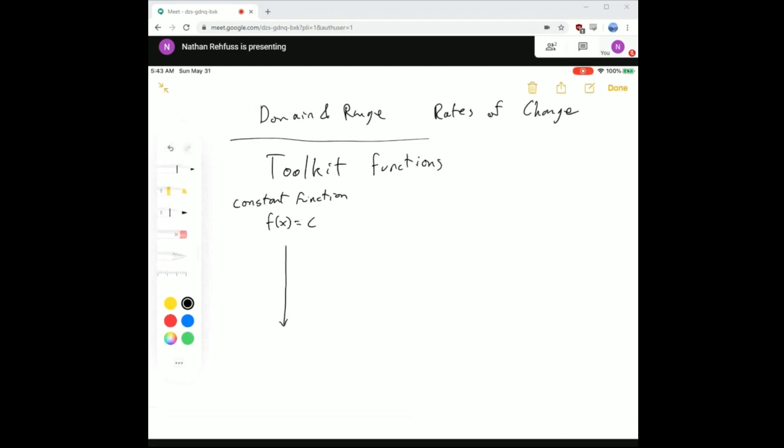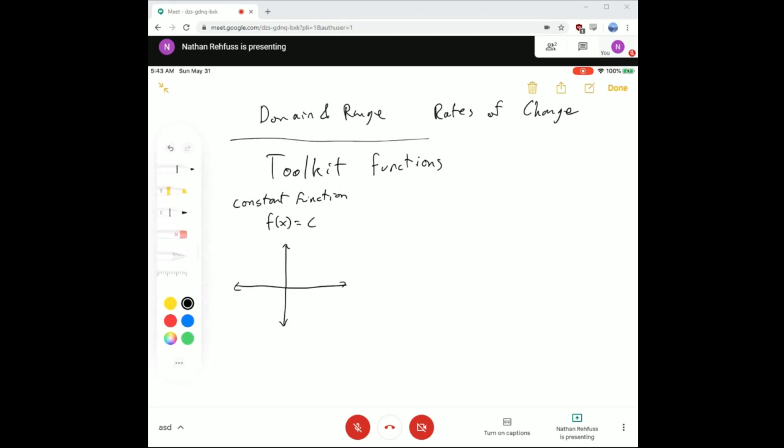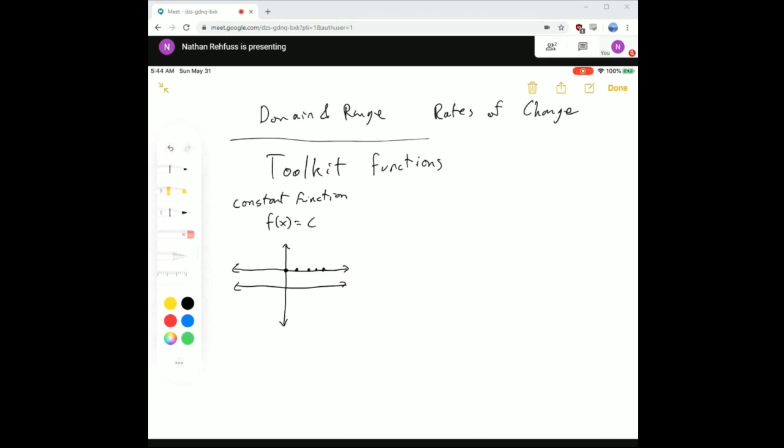So no matter what input I pick, it always has the same output. Let's say the output is 2. Then there would be points like (0, 2), (1, 2), (2, 2), (3, 2), and (2.5, 2). No matter what input you pick, the output is always 2. So the graph of this function is just going to be a horizontal line at 2, or whatever the value of c is. So that's the constant function. Not much more to say about that. It always has the same output, so it's not super exciting.